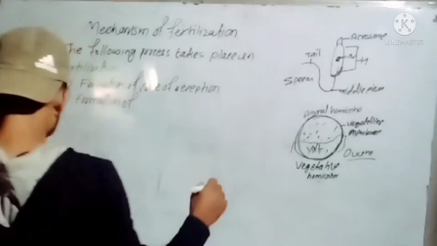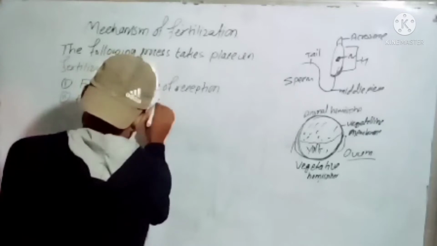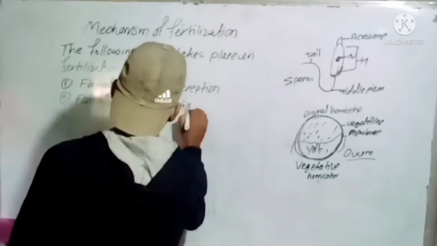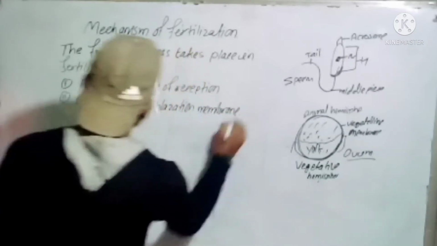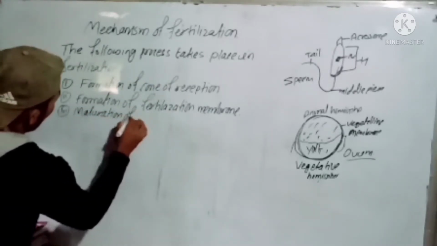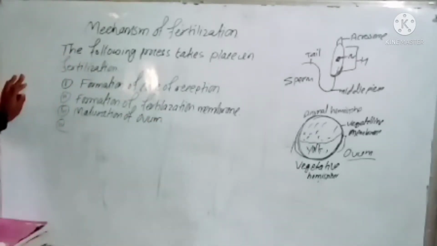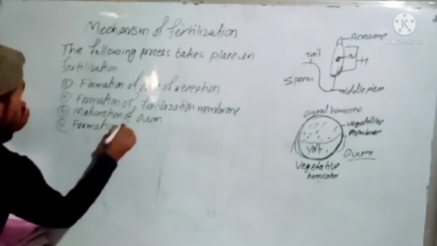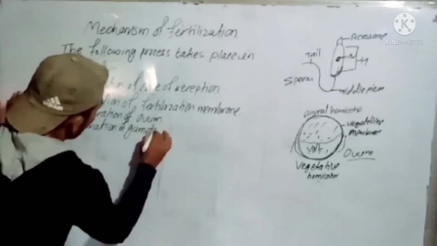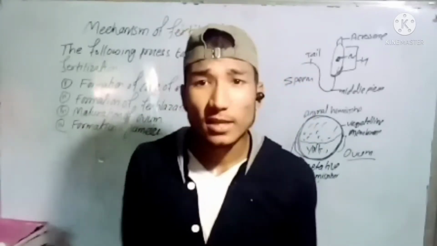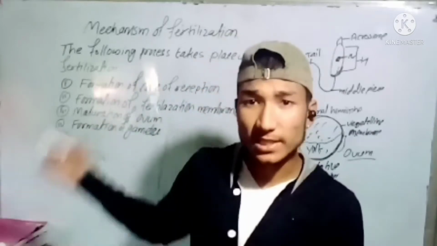The second one is formation of fertilization membrane, and the third one is maturation of ovum, and the last, fourth one is formation of zygote. These are the four processes which take place in the mechanism of fertilization. These four processes take place in fertilization.